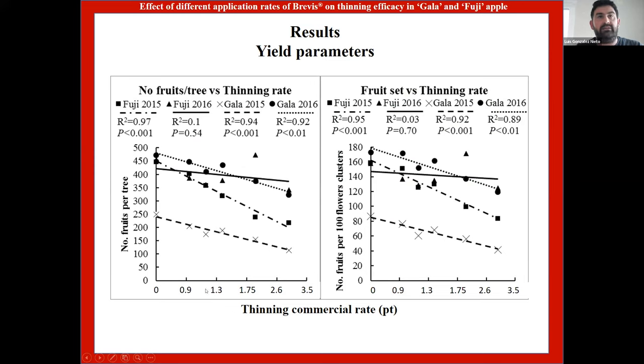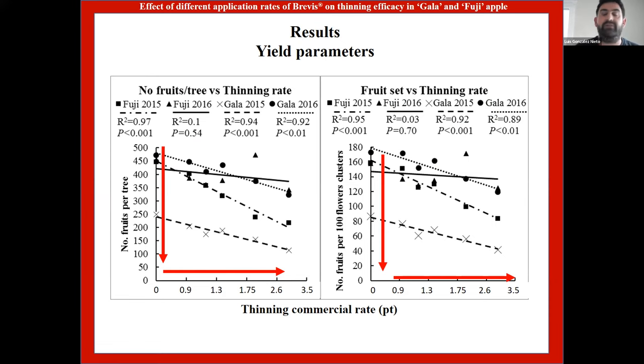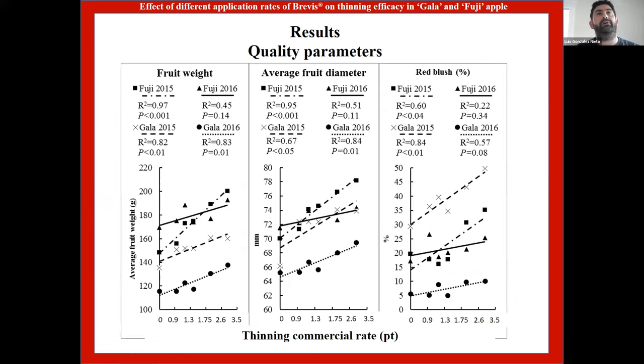Here on the X axis is the thinning rate, and this is the number of fruits and the fruit set. When the thinning rate increases, the number of fruits is lower and the fruit set is lower. At the end, the efficiency of metamitron is higher. When we increase the rate, the efficiency of metamitron is higher.